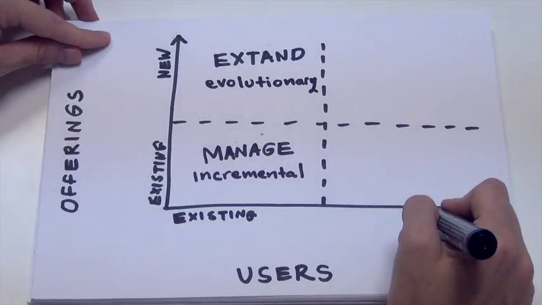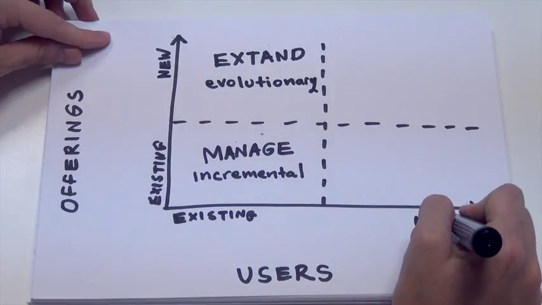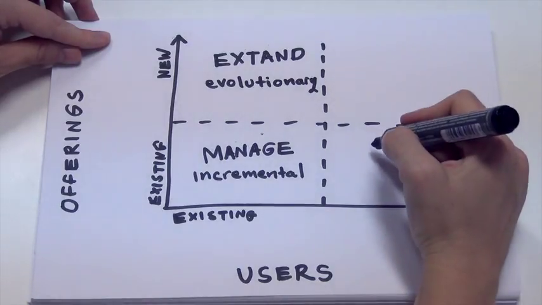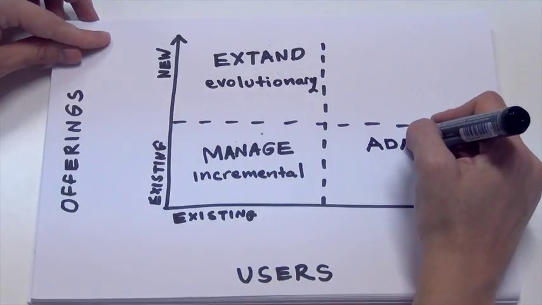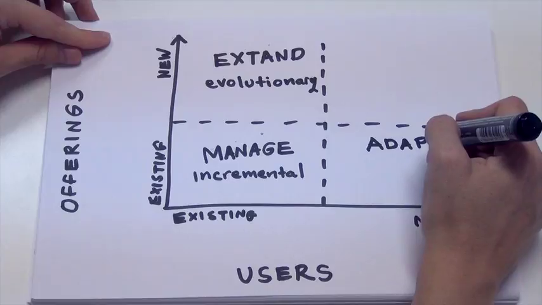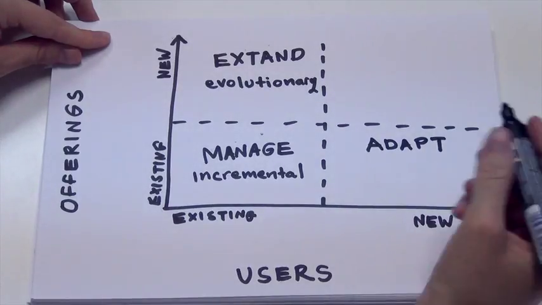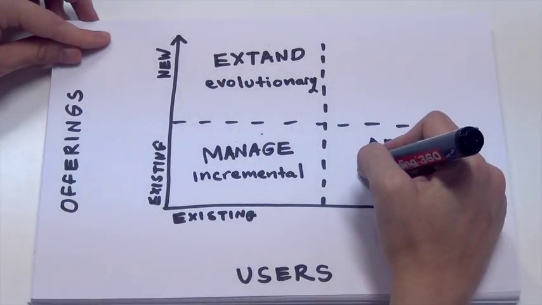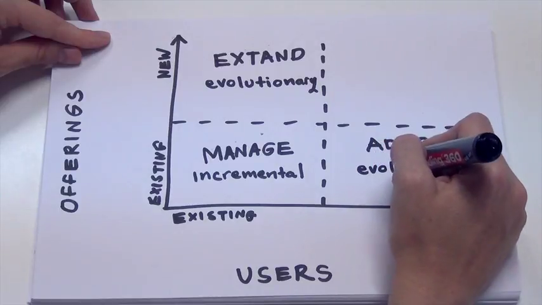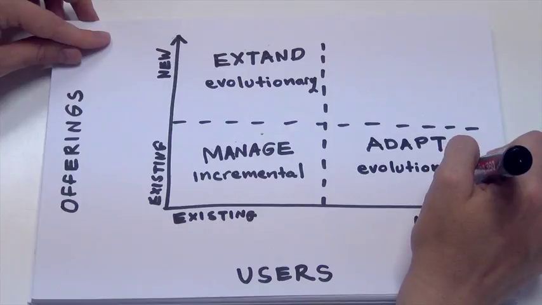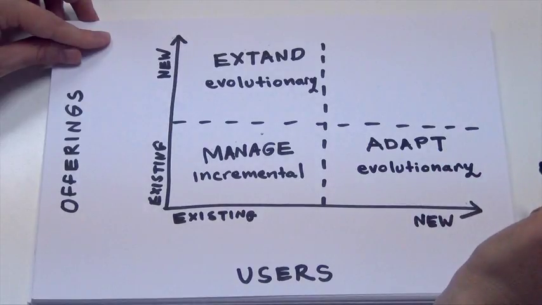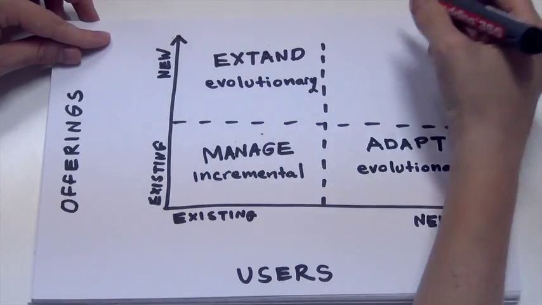On the other hand, I can offer what I already have, existing offerings, to a new kind of user and adapt my offering to this new user. So if I'm now selling cell phones for elderly people, I may want to simplify my product. So I'm not revolutionizing my process of production, but I'm adapting my offering.